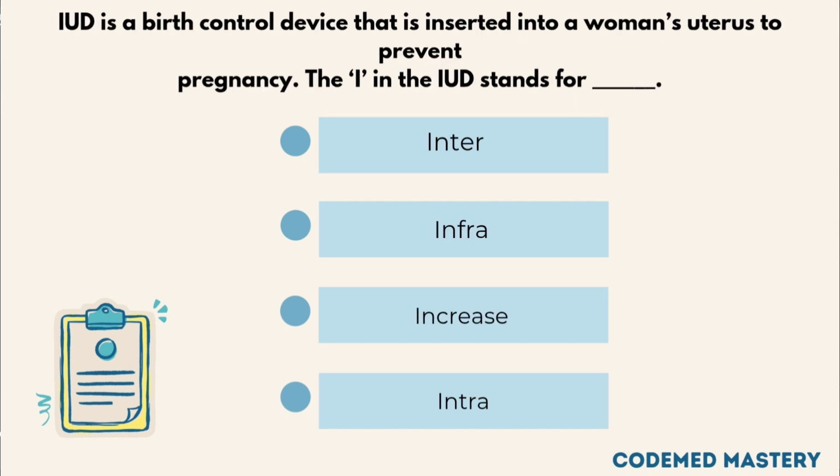Next question. IUD is a birth control device that is inserted into a woman's uterus to prevent pregnancy. The I in the IUD stands for option A, inter, option B, infra, option C, increase, option D, intra. The correct answer is option D, intra. So IUD refers to intrauterine device. It is a small T-shaped device which is inserted into the uterus to prevent pregnancy.